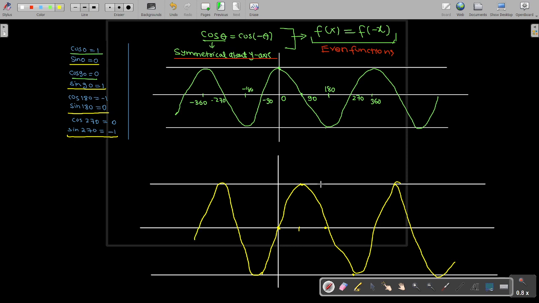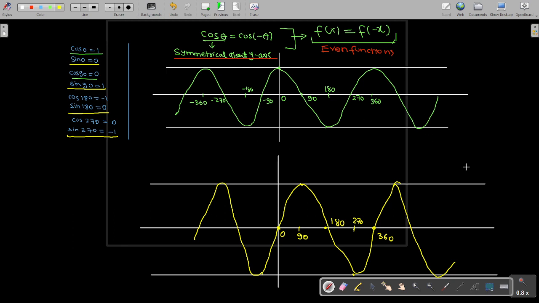Okay, so here what happens is this is 0, this is 90, this is 180, this is 270, this is 360. Now the difference between this graph and this graph, can you see a difference? There is a really slight difference.